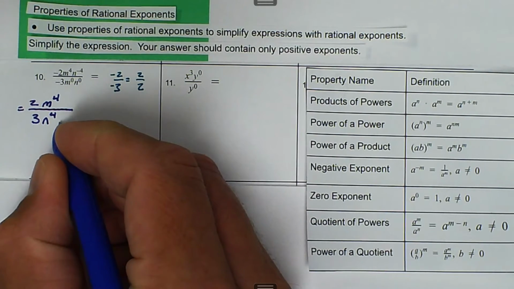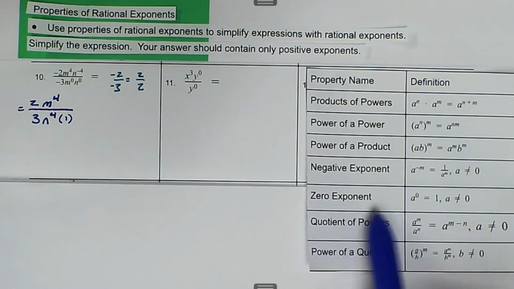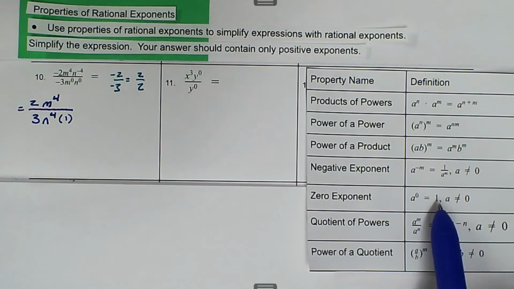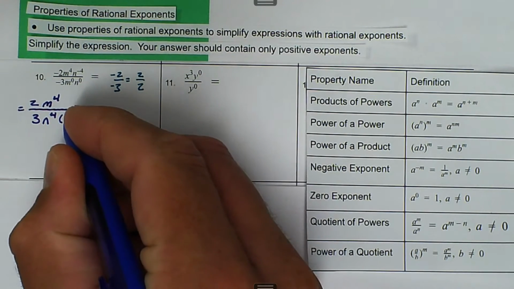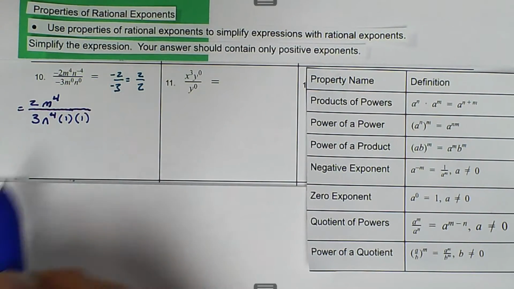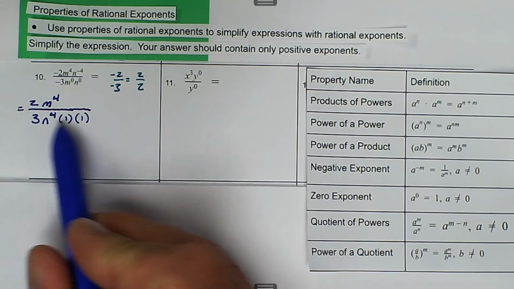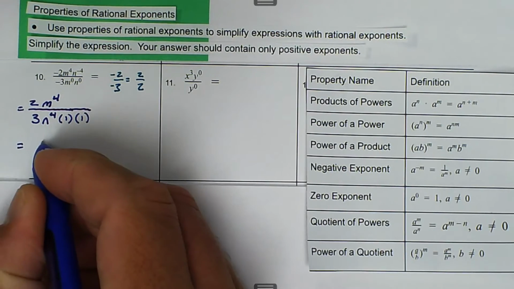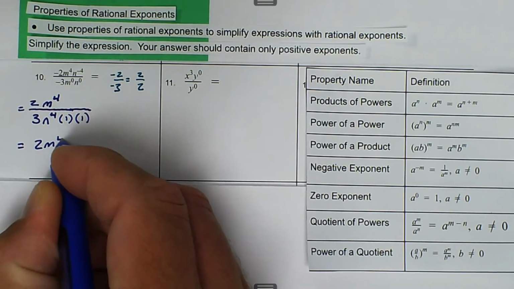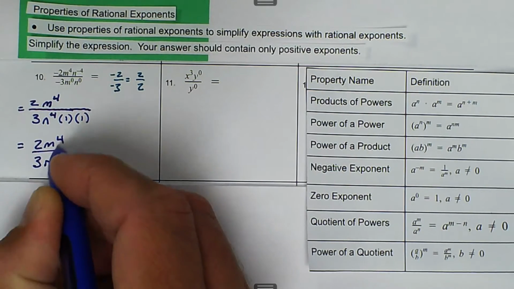M to the 0 is just 1. That's the 0 exponent. A to the 0 is equal to 1. N to the 0 is also equal to 1. So we can write that down. 1 times 3n to the 4th is just 3n to the 4th. So we can write it down as 2m to the 4th over 3n to the 4th.